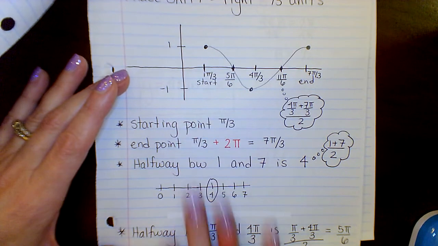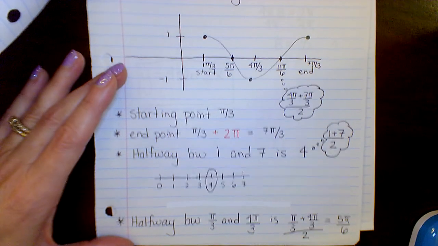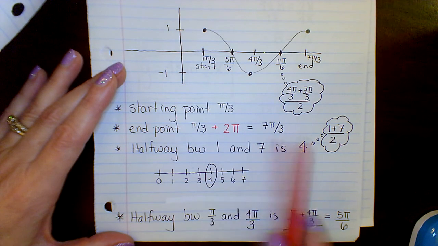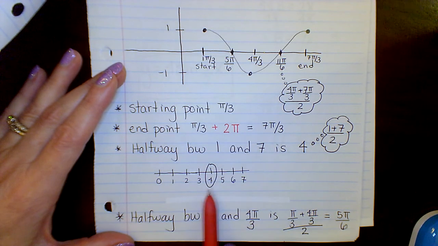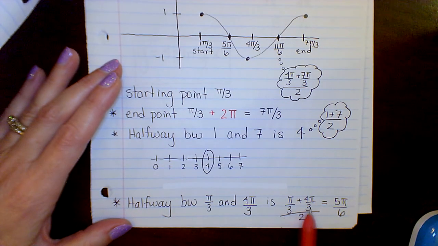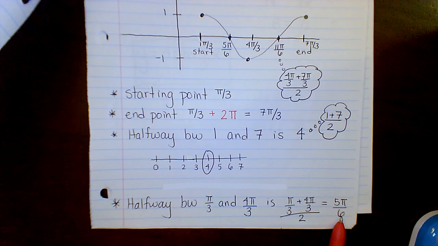So here's a prettier version of what I did. I did the starting point, the ending point. To get this, halfway between 1 and 7 is 4. Now here, the halfway between pi over 3 and 4 pi over 3, you can see I went ahead and added it up and divided by 2. That's how you can find the halfway point, and got 5 pi over 6.